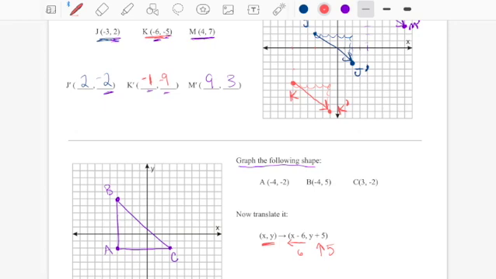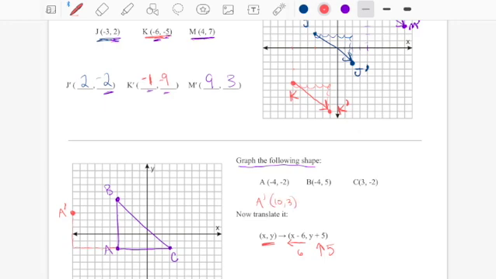So let's start with A. So I'm going to go 1, 2, 3, 4, 5, 6, all the way to the end, and then up 5. 1, 2, 3, 4, 5. So A prime is going to be there. So A prime is at negative 1, 2, 3, 4, 5, 6, 7, 8, 9, 10, 3.